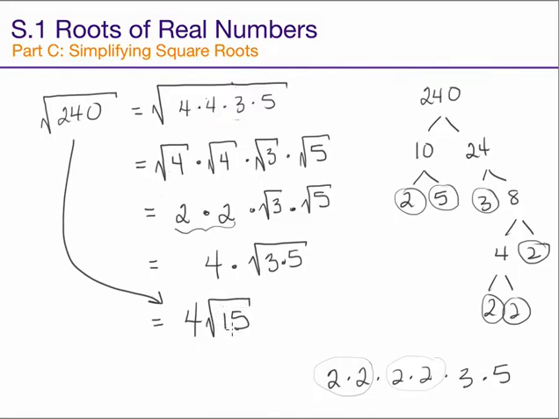15 seems like a big number, but its only factors are 3 and 5. It doesn't break down into a perfect square times something else. This is as far as I can take it.